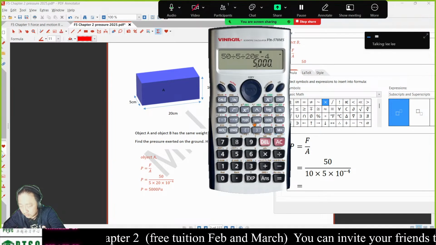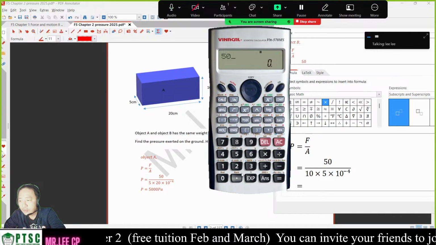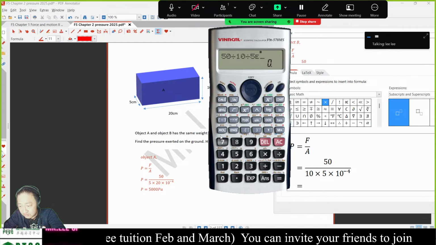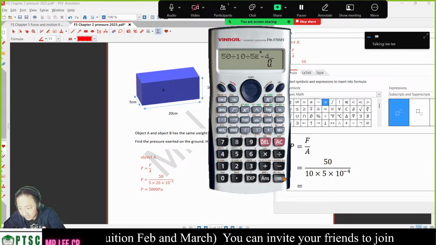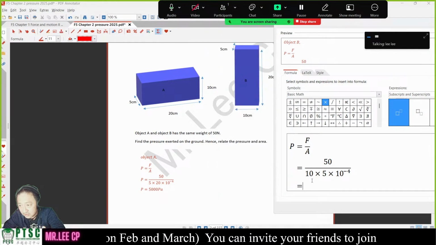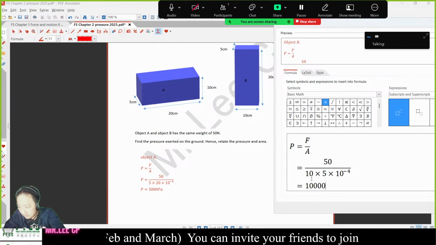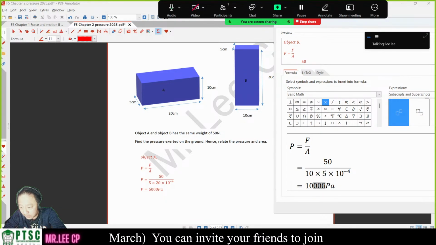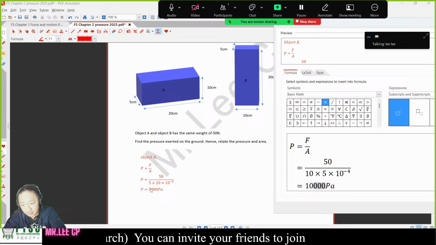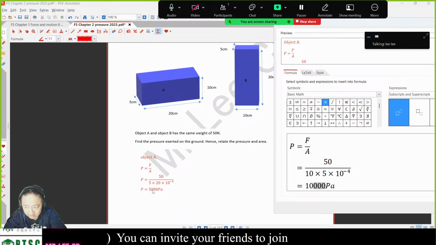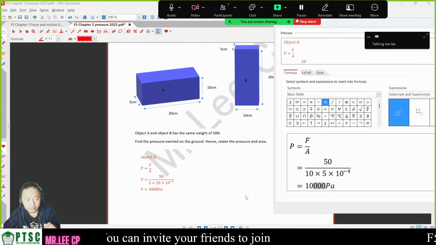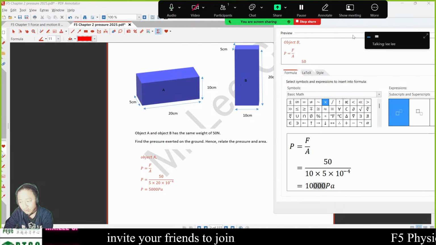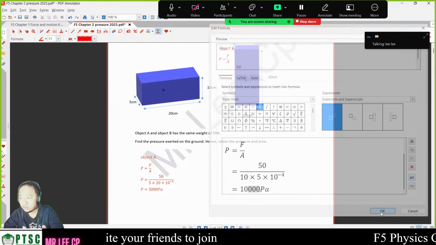So how much will you get? 50 divided by 10 divided by 5 exponent -4. It is equivalent to 10,000 Pascal. So you also can write 10 kilopascal, but for me it is easier to see. For now I don't want to use kilo first unless I use both kilo. Okay, no problem.